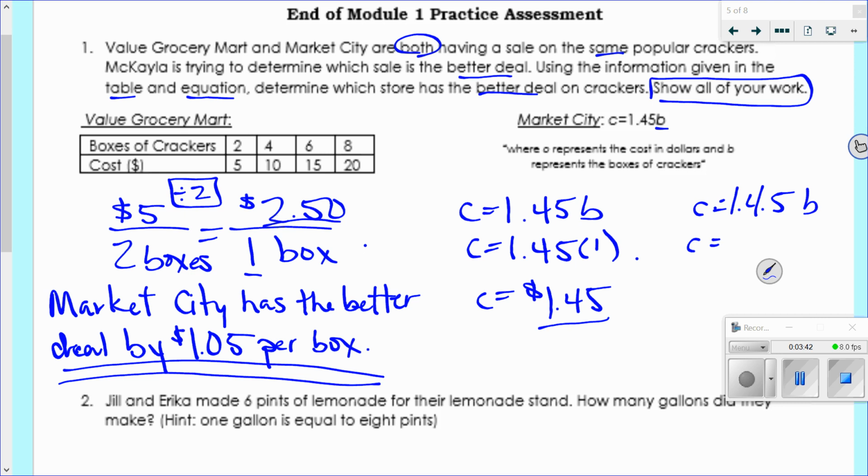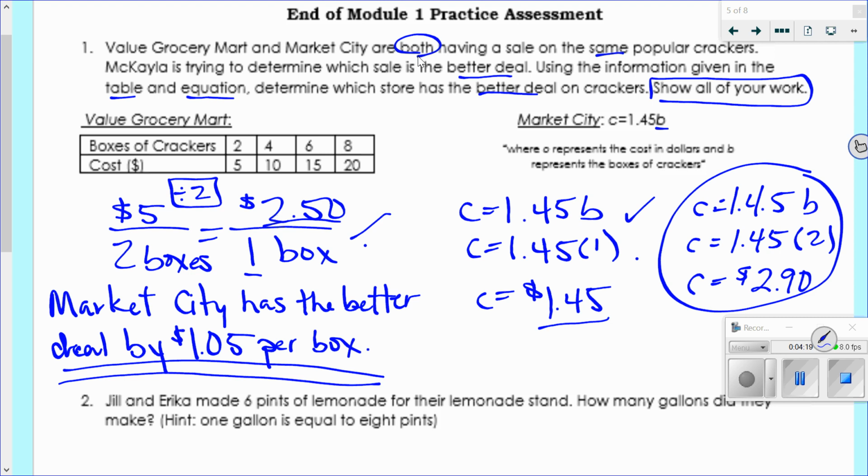But now I want to say, okay, so what does 2 boxes cost me? I put a 2 in for the B, and I find out that it equals $2.90. I've already done this one. Which is a better deal, $2.90 or $5? Again, if you do that, make sure your explanation says why. Because if I do that, do I have any work on this side? Okay? So the better way to do it for work purposes is to show these two, show this, and show this. But if you want to do it this way, just make sure your explanation brings into account what you did up here, that you're making that comparison.